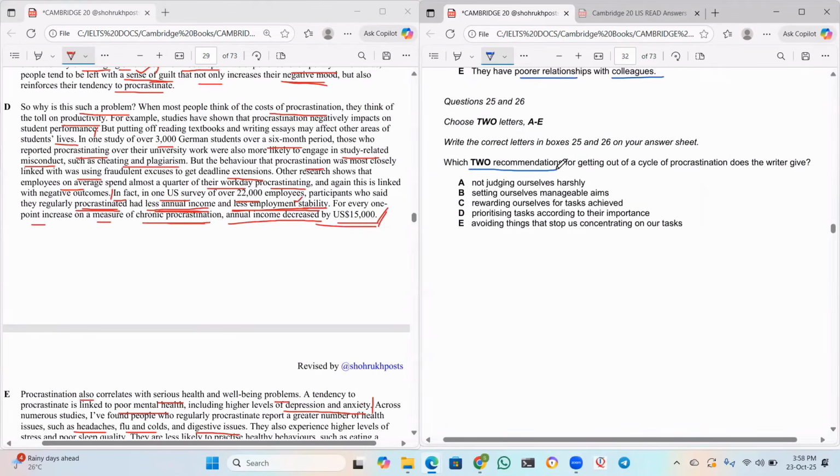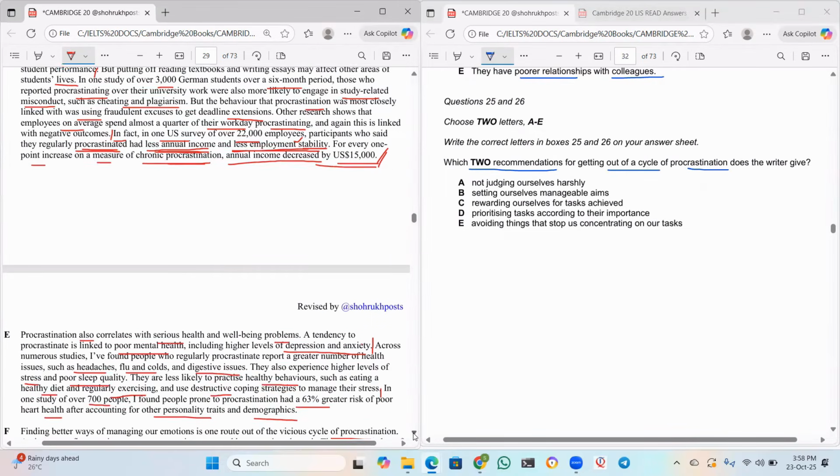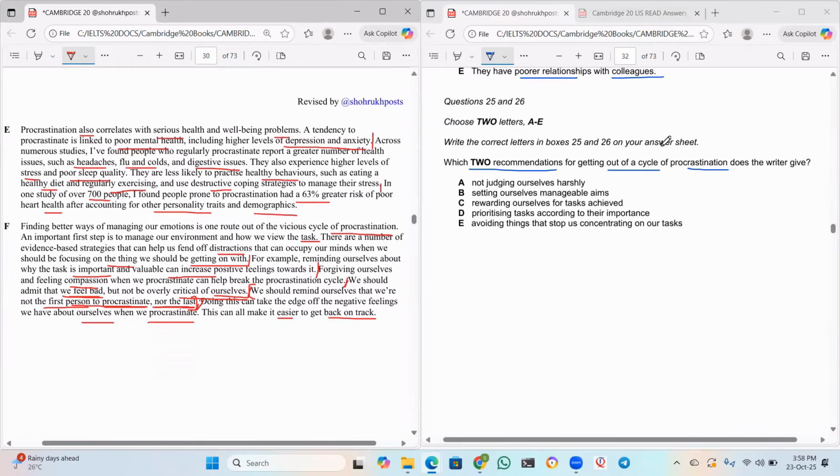Which two recommendations for getting out of a cycle of procrastination does the writer give? So he gave some recommendations on how to come out of this procrastination. So, what are those two? I think he spoke about that in F paragraph. Finding better ways of managing our emotions is one route out of the vicious cycle of procrastination. An important first step is to manage our environment and how we view the task.